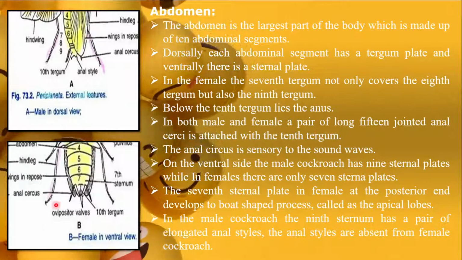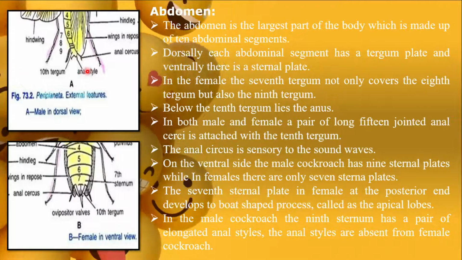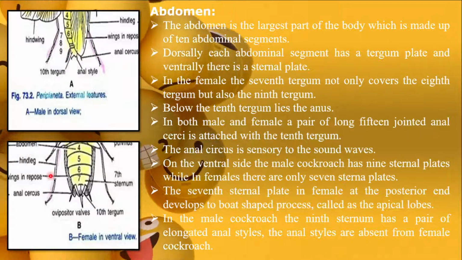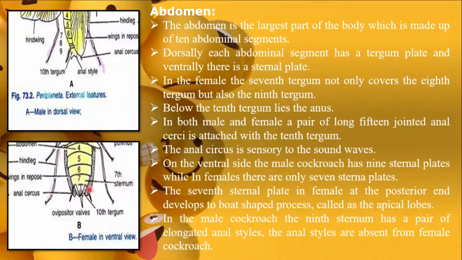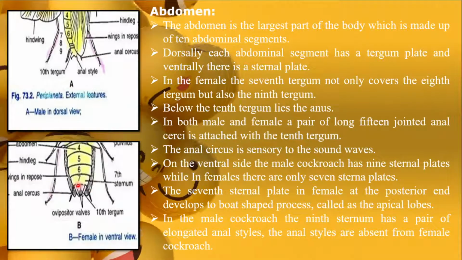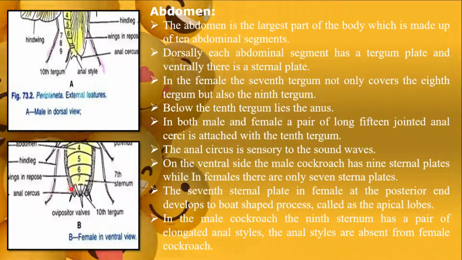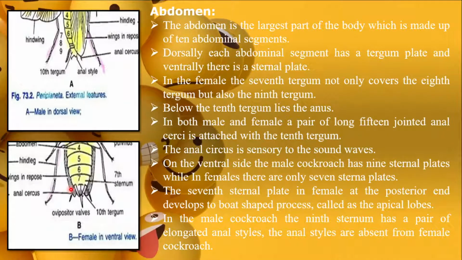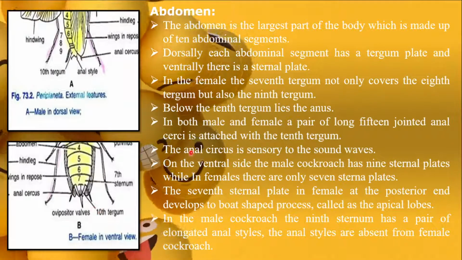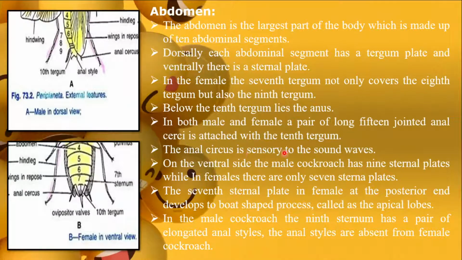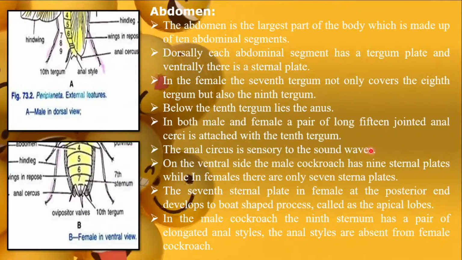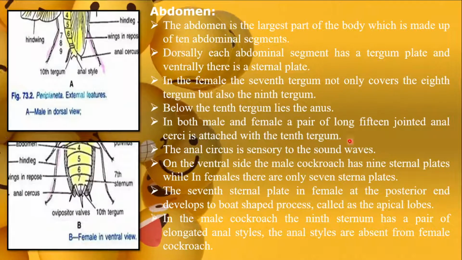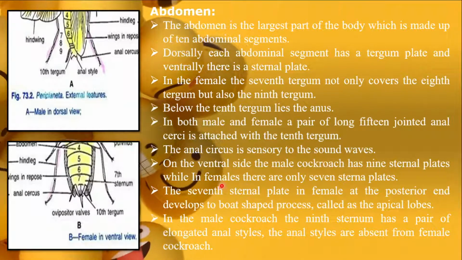See here, anal styles or anal cerci. This long part is called the anal cerci. So anal cerci are present in male and female, and it is made up of 15 jointed parts. These anal cerci are present in both male cockroach as well as female cockroach. The anal cerci are sensory to sound waves. It works as a sensory organ, and it senses the sound waves around in the atmosphere.